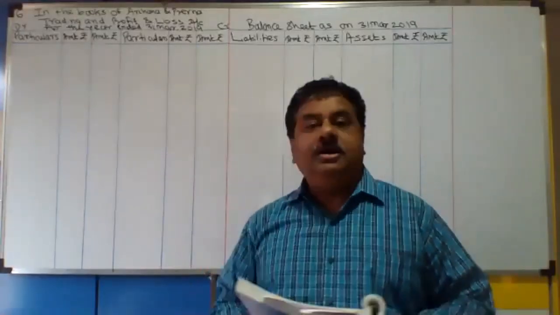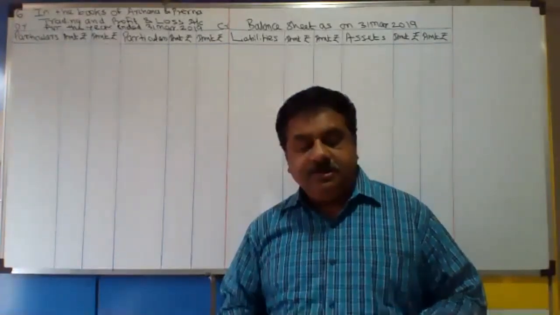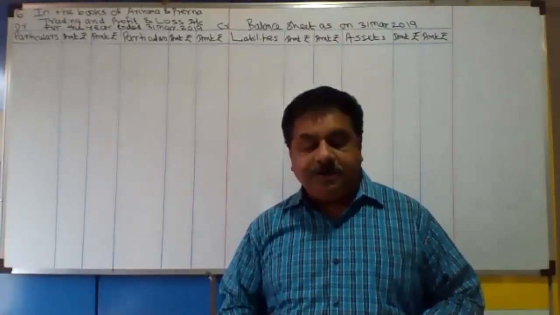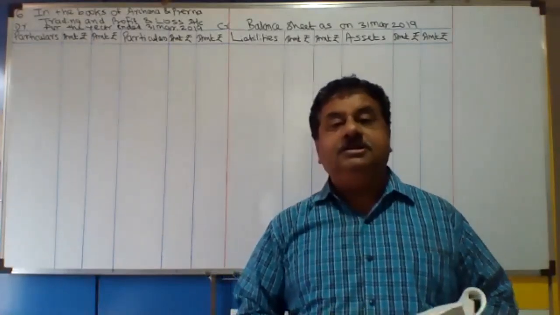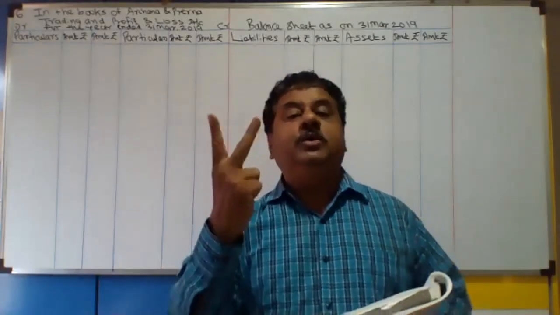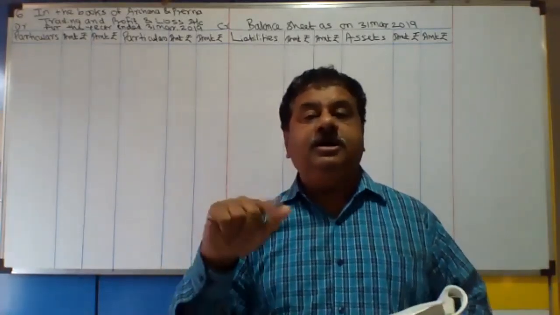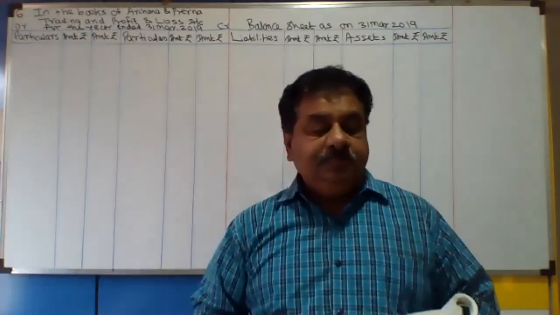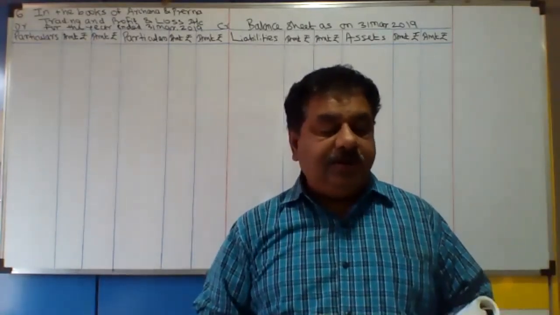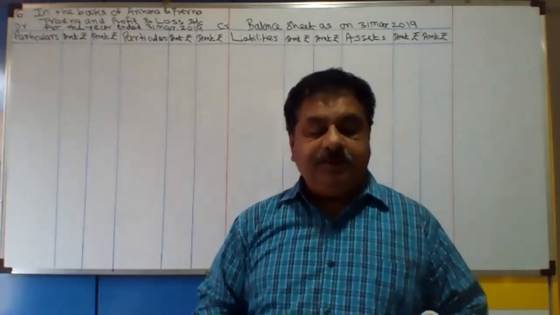So in this lecture we are going to solve question number 6 from page number 59. Archana and Prerna are partners sharing profits and losses in the ratio 2:1. What is the ratio? 2:1. That means 2/3 for Archana, 1/3 for Prerna. With the help of the following trial balance and the adjustments given below, we are required to prepare the trading and profit and loss account and balance sheet.